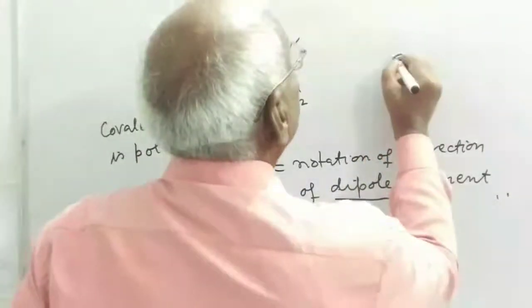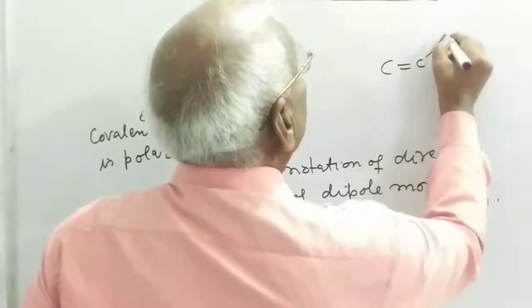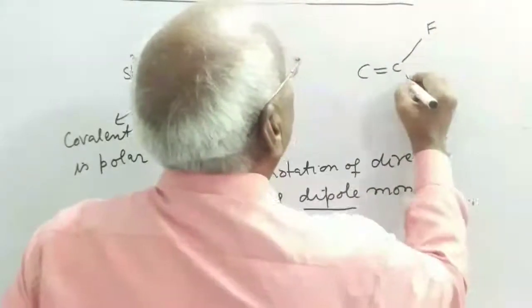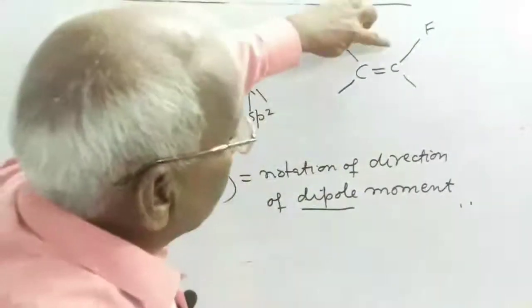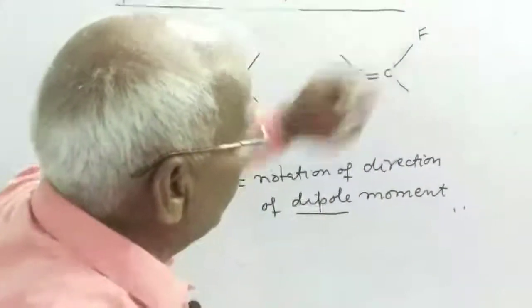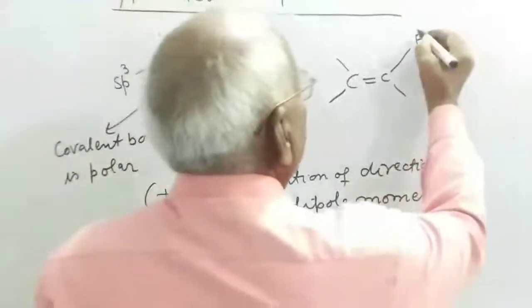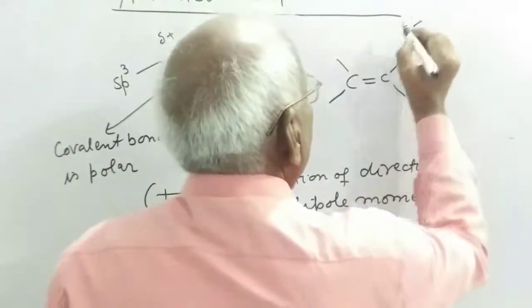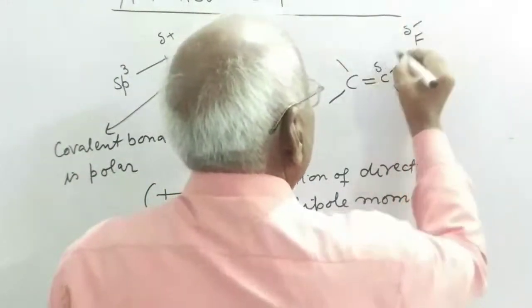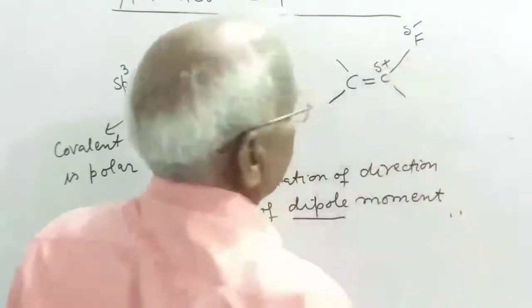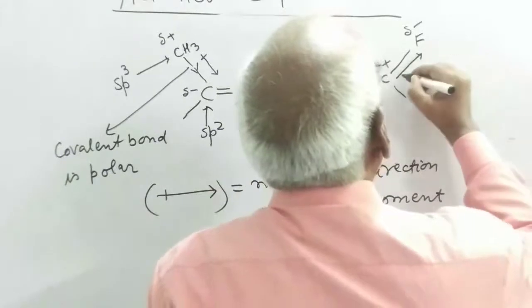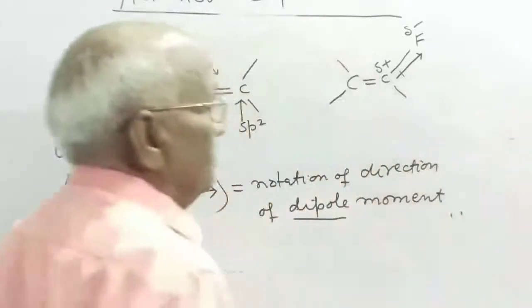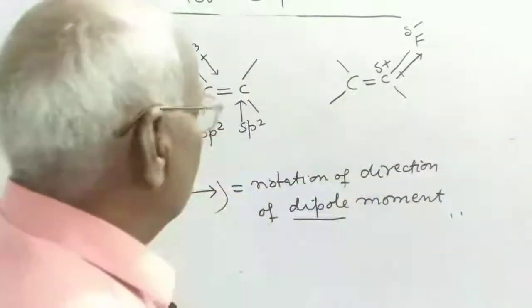See another example. If an alkene contains a covalent bond containing a fluorine atom, it is more electronegative. So it is partially negative and this is partially positive. So the direction of the dipole moment becomes like this. It is the notation of the dipole moment.